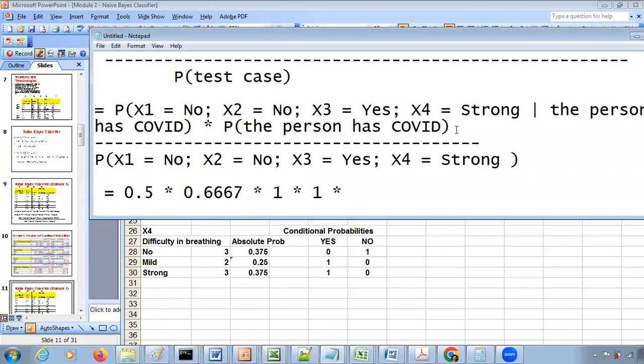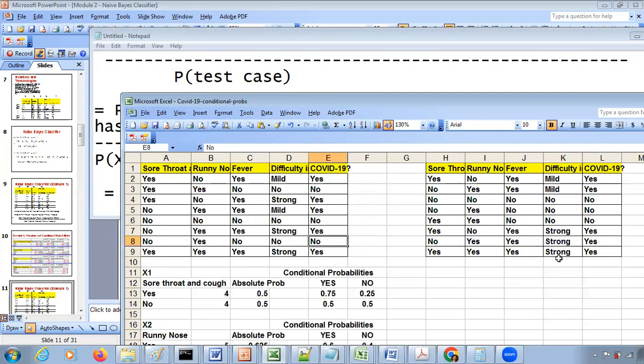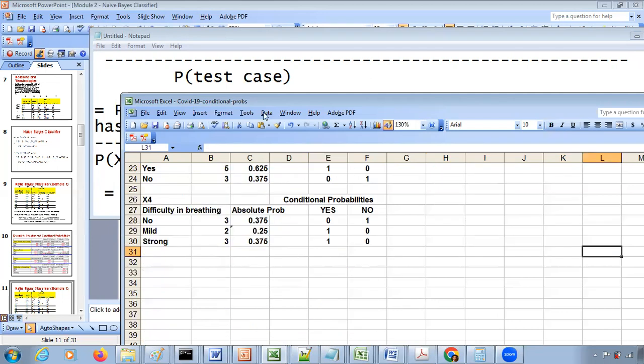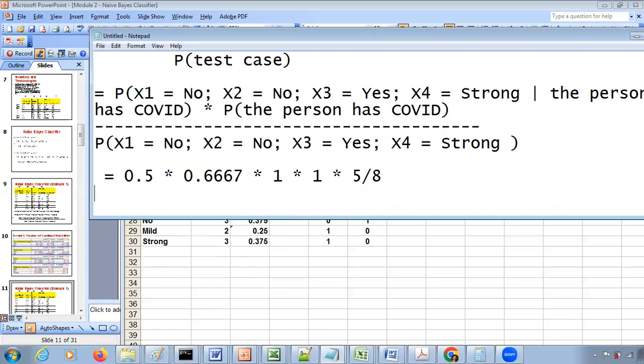Times the probability the person has COVID. For that, go to the training records. Among all the 8 records, 5 of them have S for the COVID-19 class. So that's why it's going to be 5 over 8 is the probability that the person has COVID in this data set.